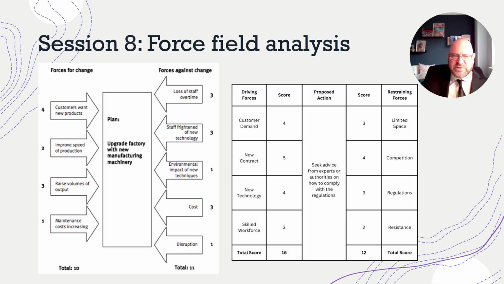Right, so here's a more detailed way to think of this. So some examples here. So in the middle, upgrade the factory with new manufacturing machinery. So this might be a digital kind of process. We need to modernize, we need to automate, and this needs to happen now. Manufacturing industry, clearly, in terms of a factory. So the forces for change, you'll notice they're 4, 2, 3, 1, the scoring, total 10. But the forces against is a little bit higher, it's 11.